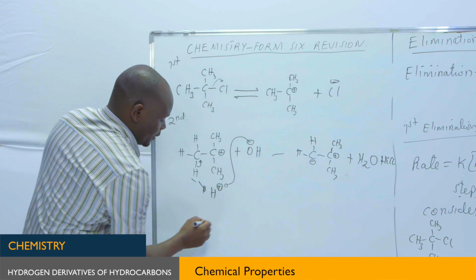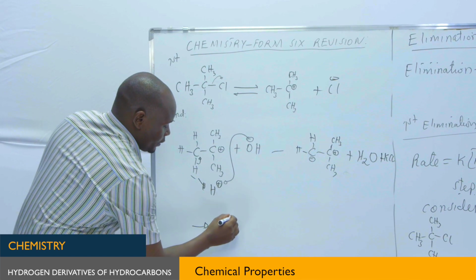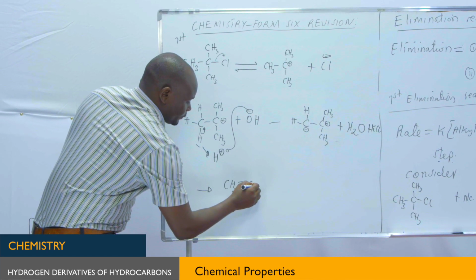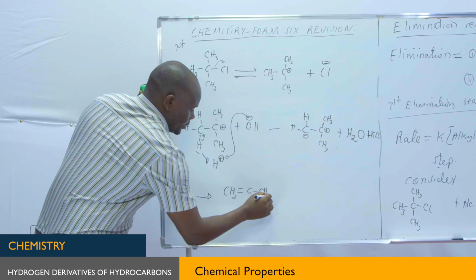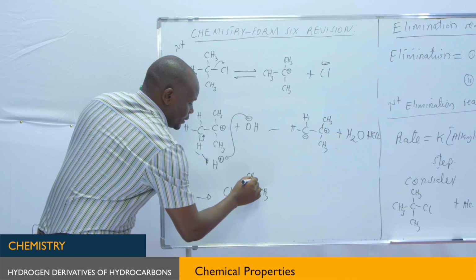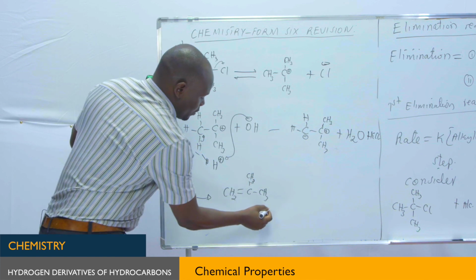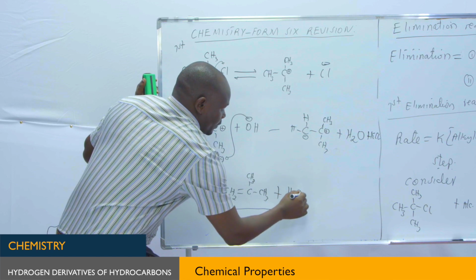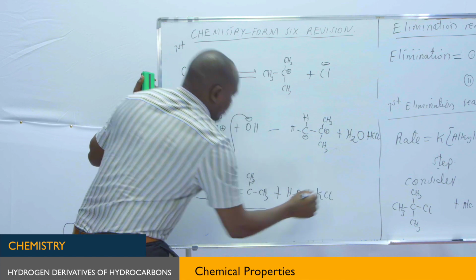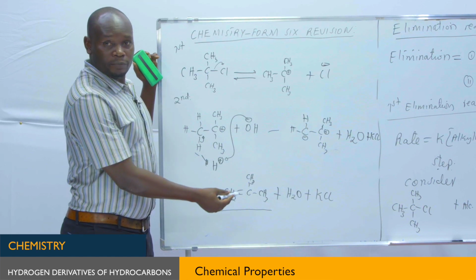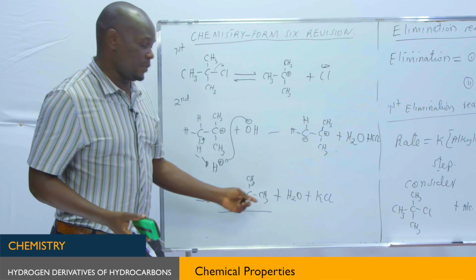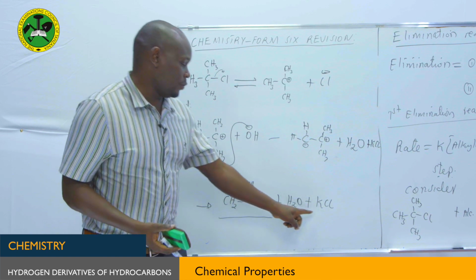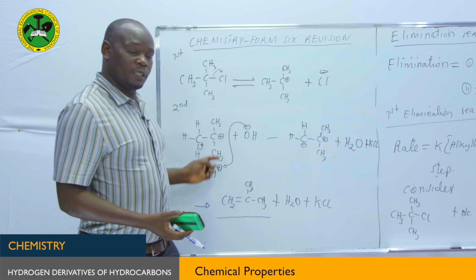So at the end, the product will be CH2 double bond C, then CH3. That is the end product of our reaction. The other products are water and potassium chloride. This is what we call an elimination reaction, since it involves removing hydrogen and the halogen from the molecule. That's why we call it an elimination reaction.